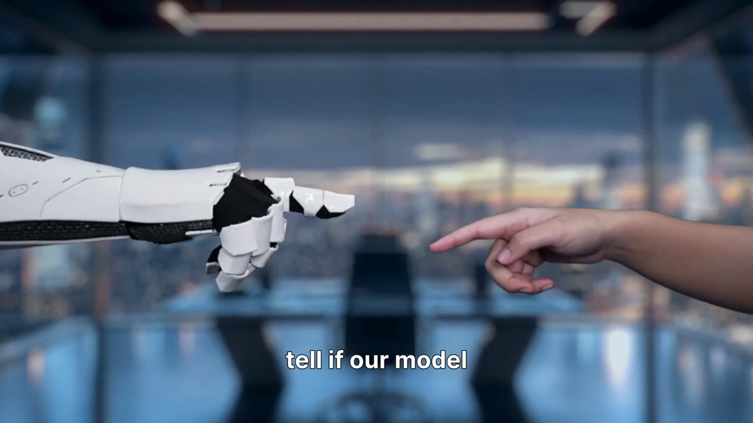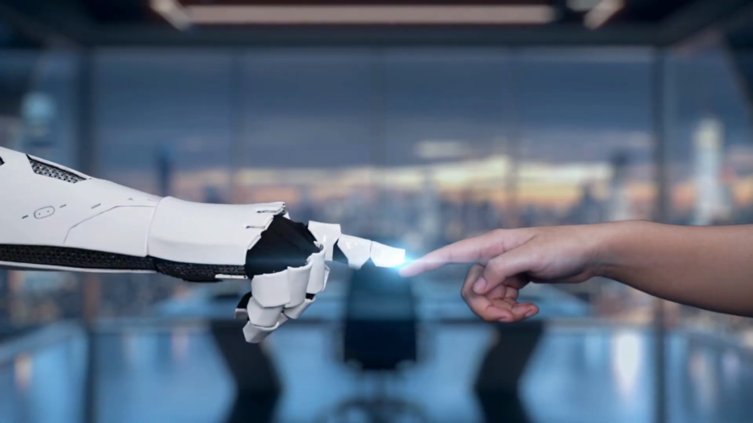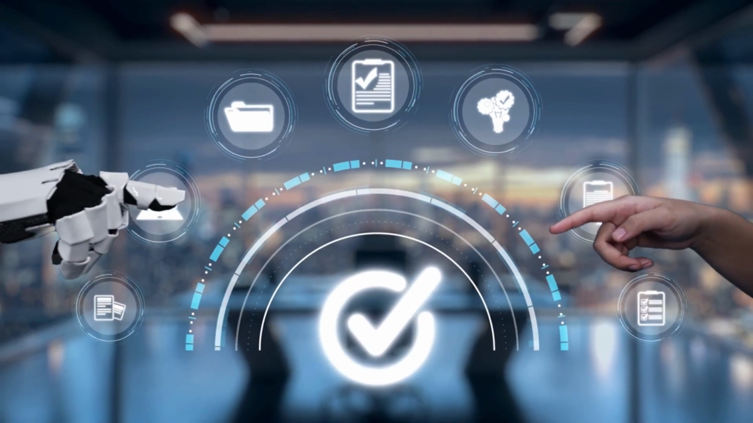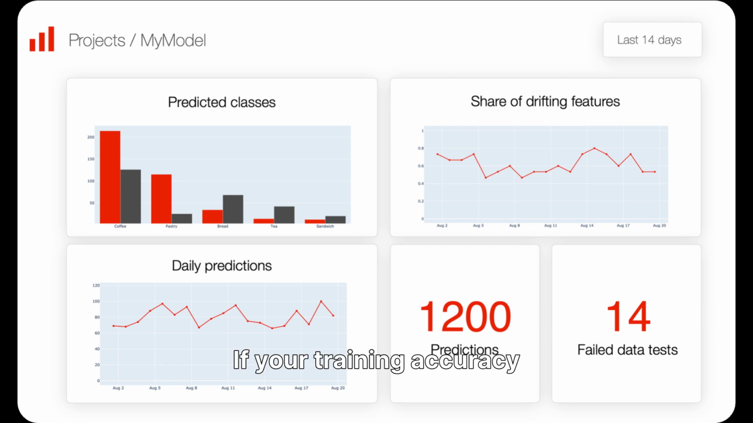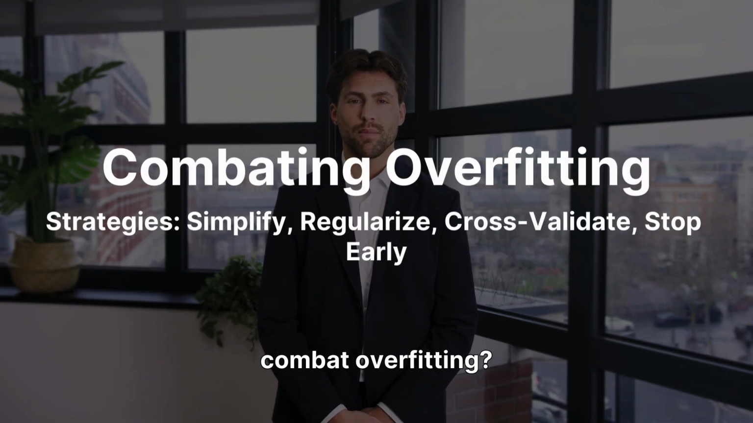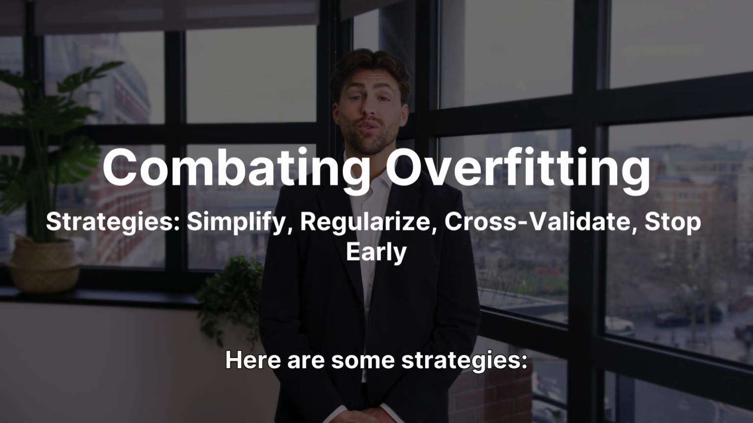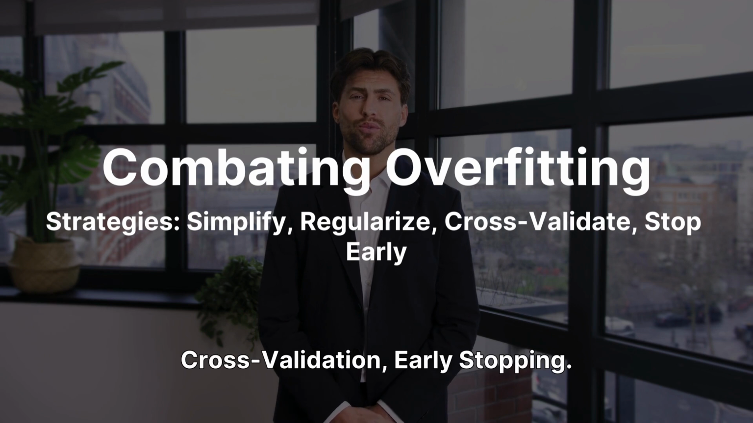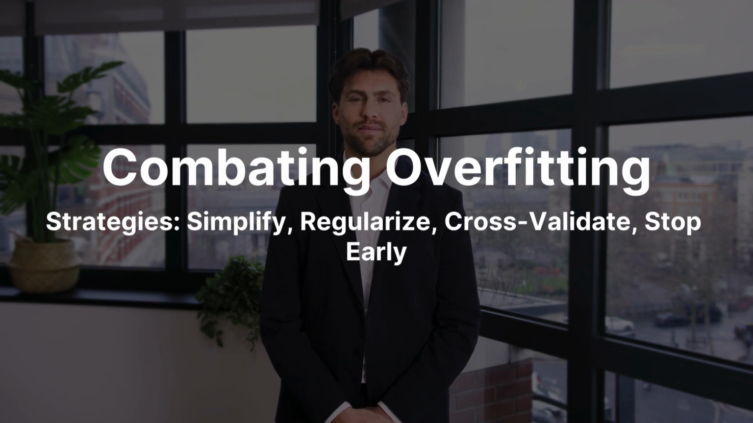Now, how can we tell if our model is overfitting? One way is to look at the performance on both the training set and a validation set. If your training accuracy is high, but your validation accuracy is significantly lower, that's a red flag for overfitting. So, how can we combat overfitting? Here are some strategies: simplifying the model, regularization, cross-validation, early stopping.